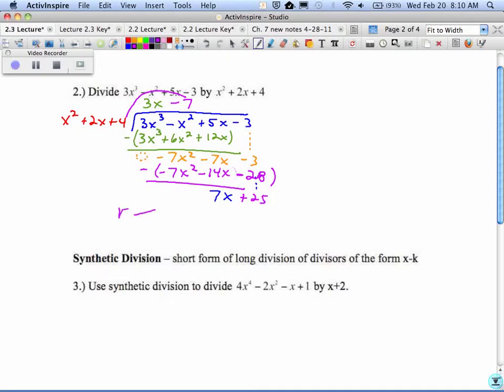Now, I don't need you to write R next to your answer up top. It isn't something that's necessary, so we're done. Again, when you look at a cubic, we can use polynomial long division to help us determine whether or not these things are factors. So is that quadratic a factor of the cubic? No, I didn't get 0.